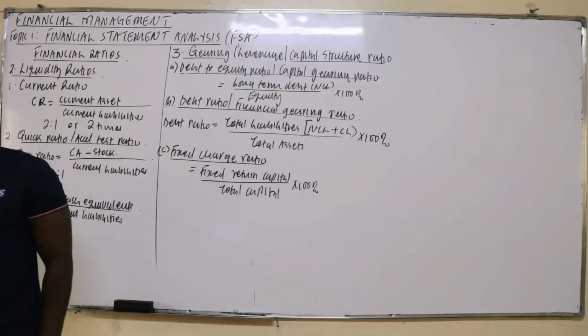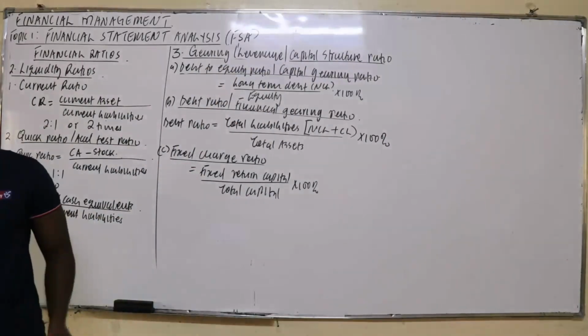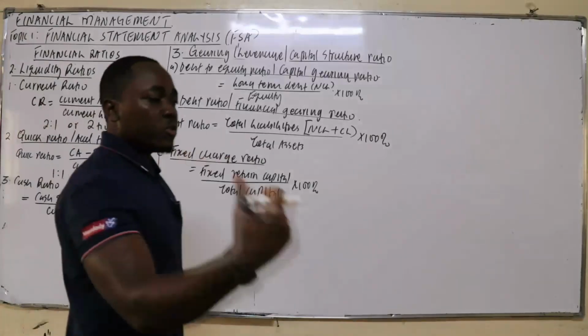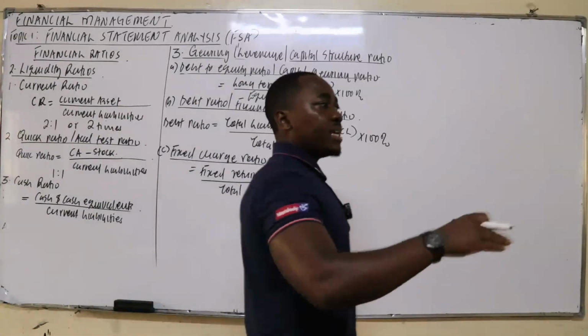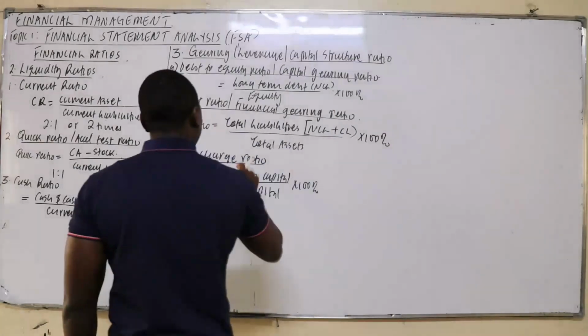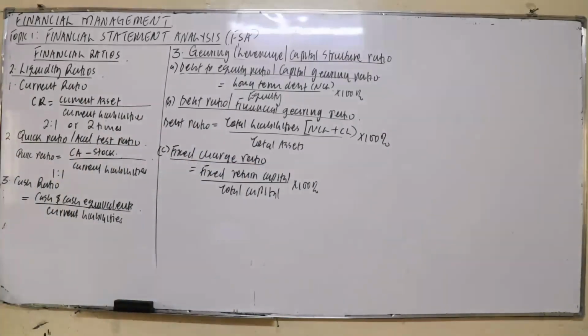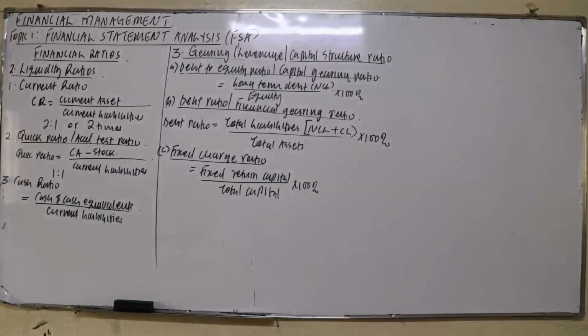Loan does not qualify to be fixed because you pay the loan on a reducing balance. That means the interest you pay for the first year will be totally different from the interest you pay for the second year. So fixed return capital includes preference share capital and debentures.